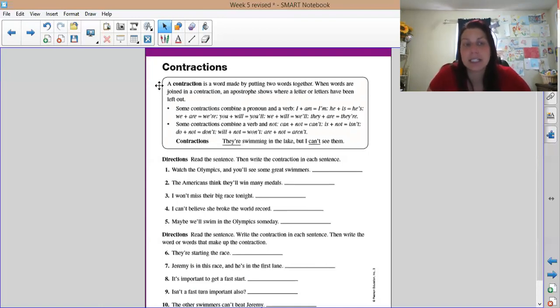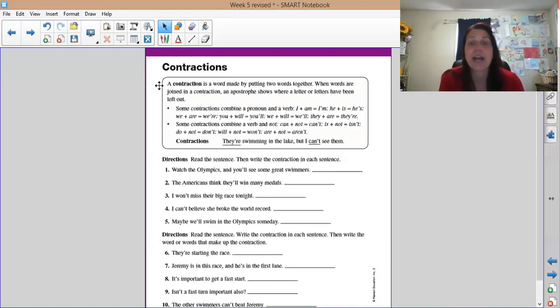Okay, so let's look at this example here. They're swimming in the lake, but I can't see them. So they're swimming. It's telling us that they are doing something, right? They're swimming. Swimming is our action verb. I know you missed our funny little YouTube video, right? Action verbs are so cool. It's not as cool when I sing it as the guy in the video.